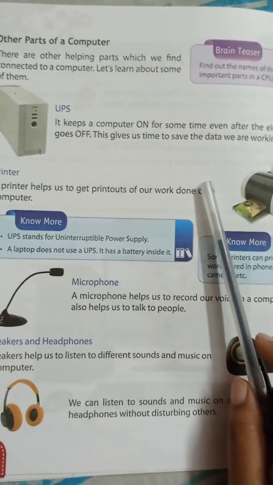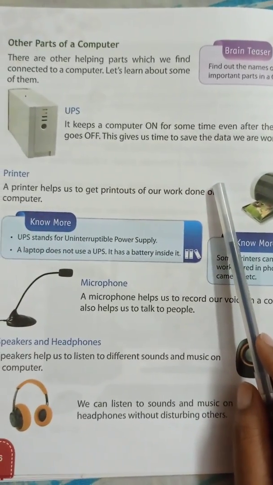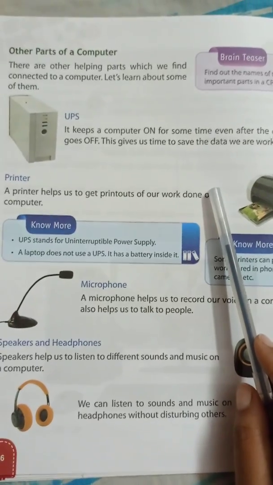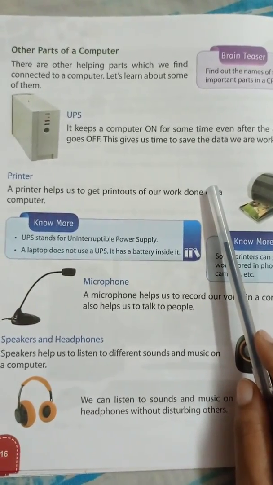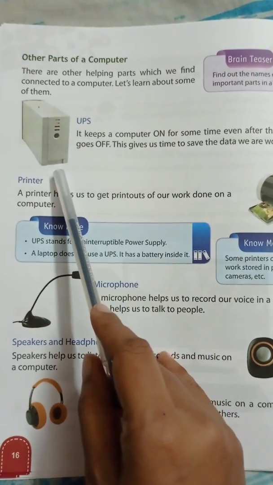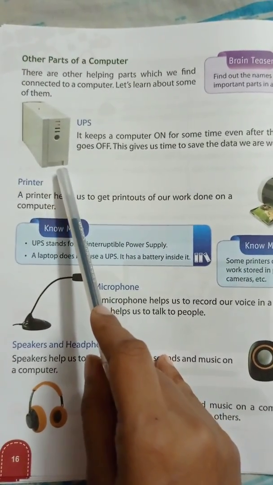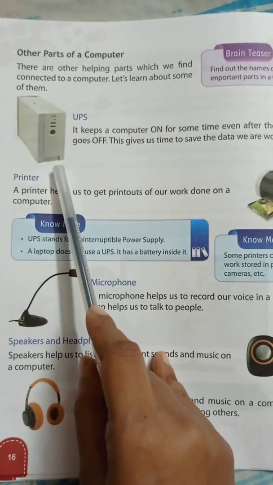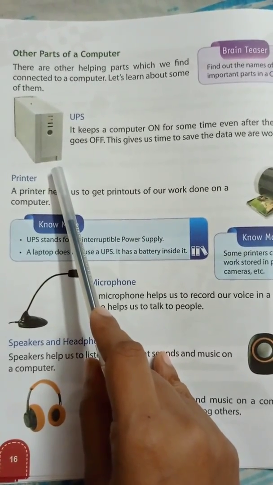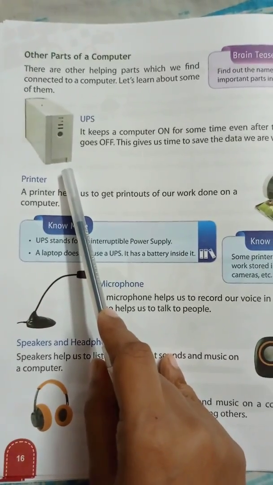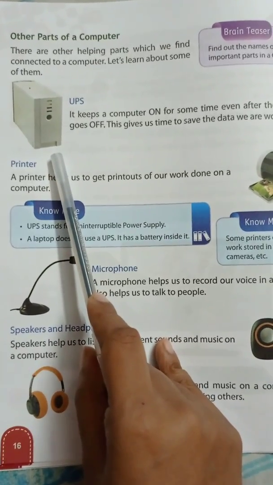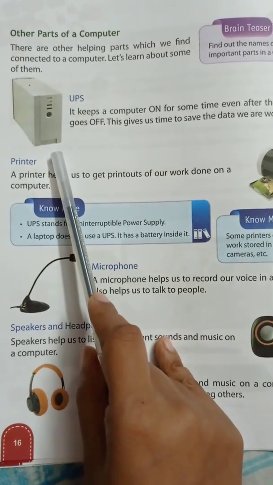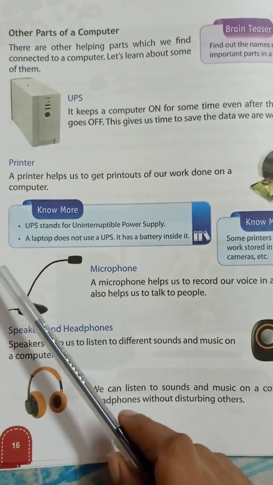So suppose we are working on a computer and suddenly there is a power cut, then we can easily continue working on it if we have a UPS connected to our computer. It will give you maybe 15 to 20 minutes of standby time for you to save your data and shut down your computer.